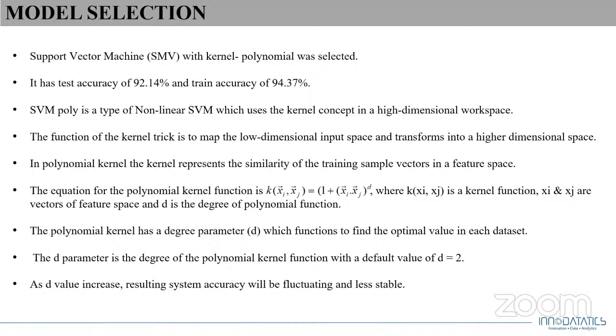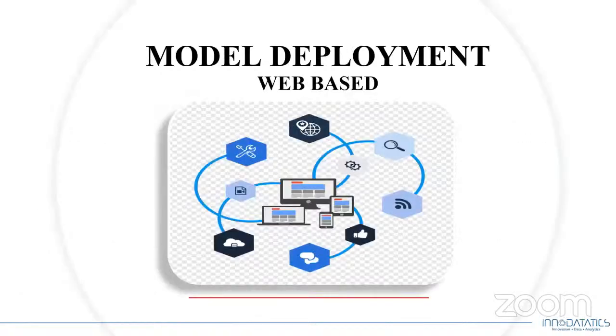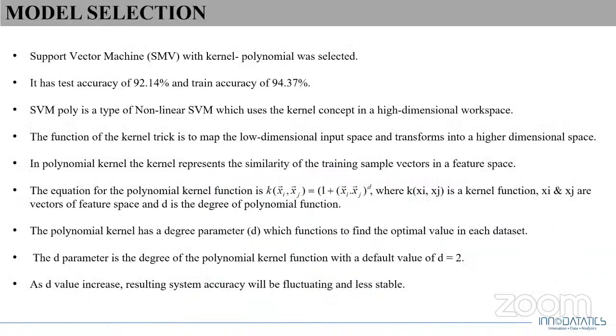Next. Okay. We chose SVM, previous slide. We chose SVM polynomial kernel for our deployment because it had a good value for all the parameters when compared to the decision tree model, which showed an overfitting value for the parameters. SVM had test accuracy 92.14%, train accuracy 94.37%, precision 94%, recall 92%, specificity 8%, and F1 ratio 92%.